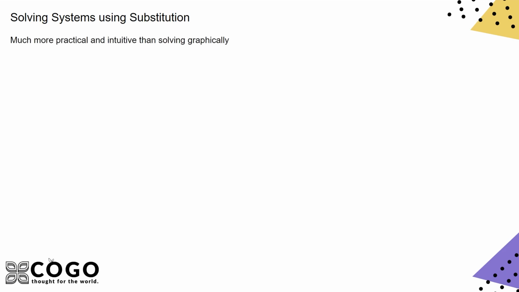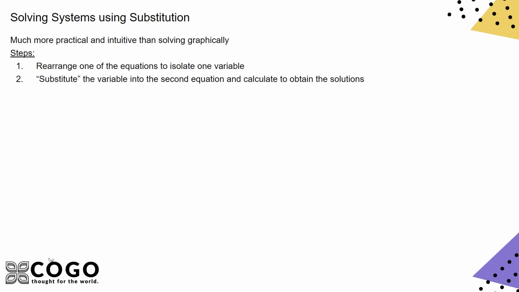Substitution is much more practical and intuitive than solving graphically due to both its concise process and practicality. There are two main steps to this process. First, we rearrange one of the equations to isolate one variable. Second, we substitute the variable into the second equation and calculate to obtain the solutions.